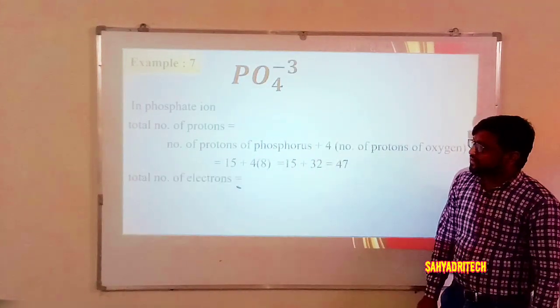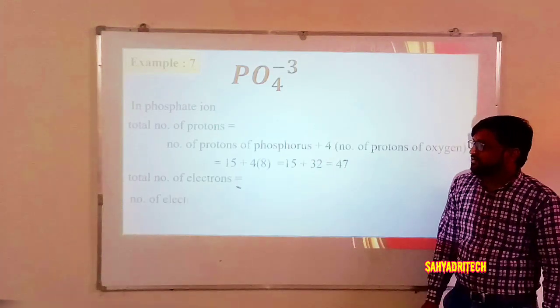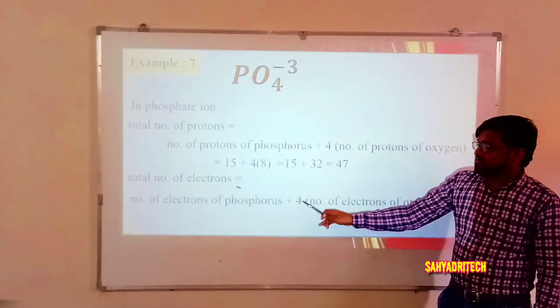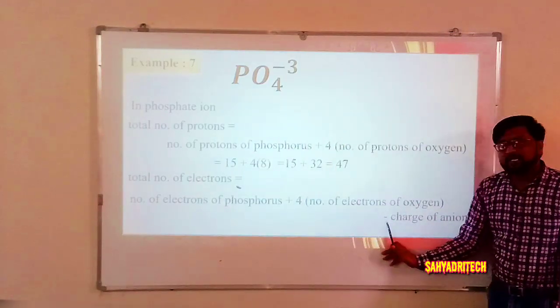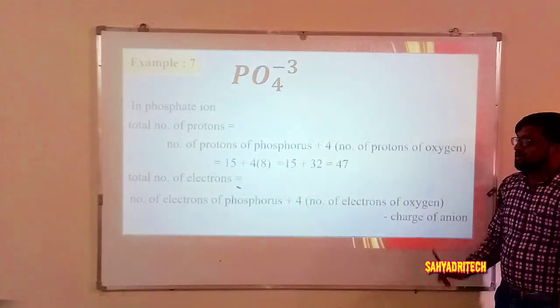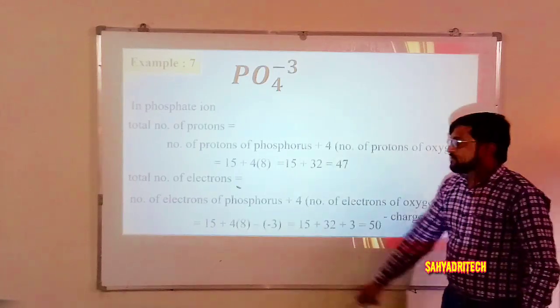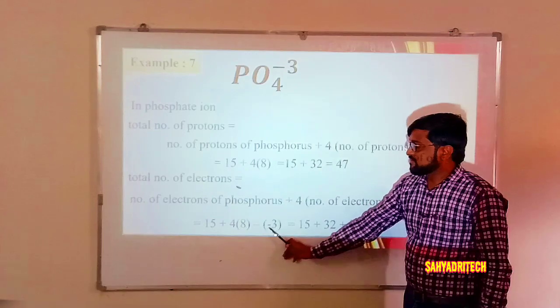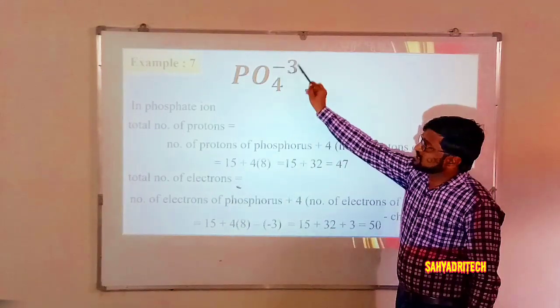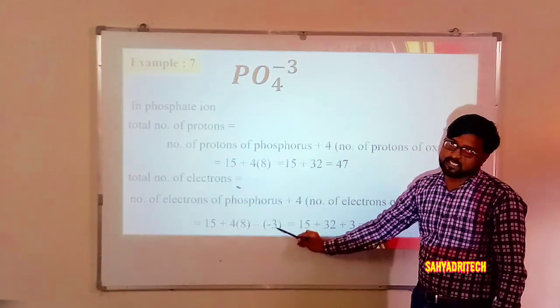Now coming to the total number of electrons. So what I said: number of electrons of phosphorus plus 4 into number of electrons of oxygen, minus the charge of the anion. So we get 15 plus 4 into 8 minus the bracket of the charge, minus 3. Minus 3 is taken here.